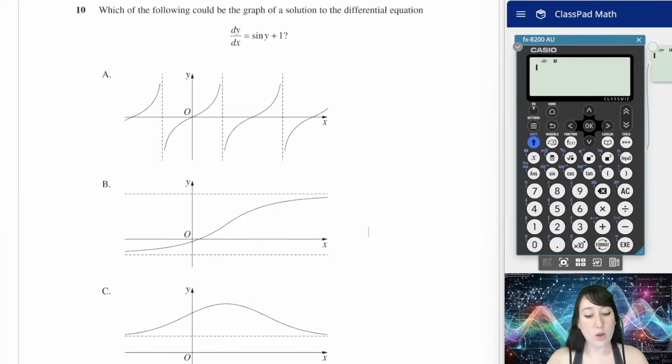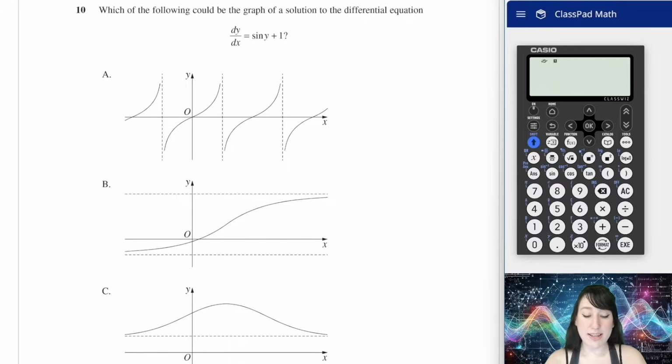Question 10. Which of the following could be the graph of a solution to the differential equation dy/dx equals sin y plus 1? So dy/dx represents the gradient on the solution curve. And in this case, it depends only on the y coordinate. So if we were to graph the direction field, the gradients would appear the same across horizontal lines because it does not depend on x. But let's start with sin y.